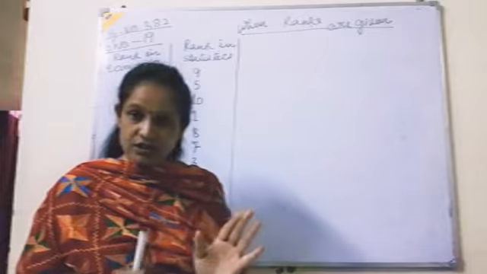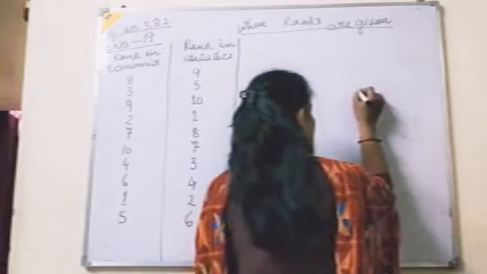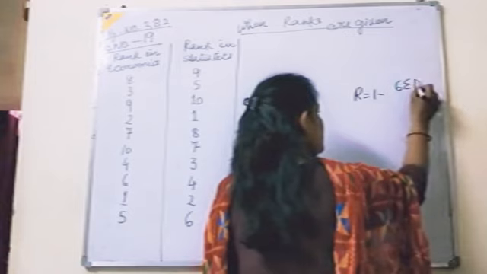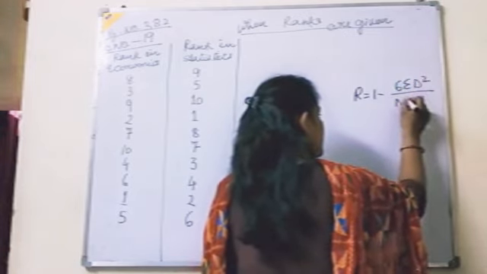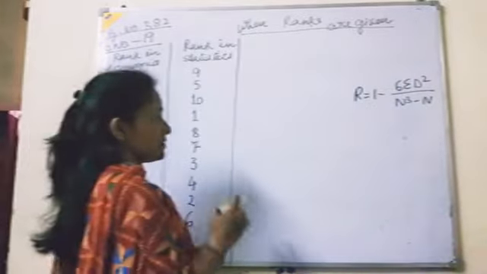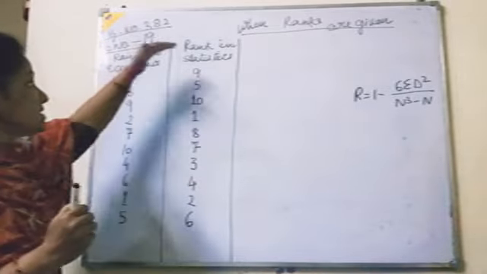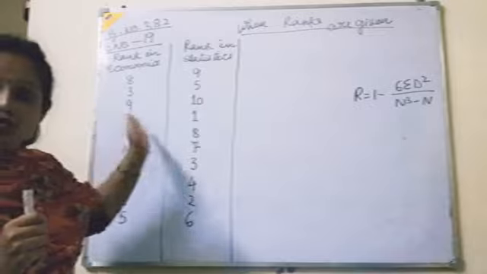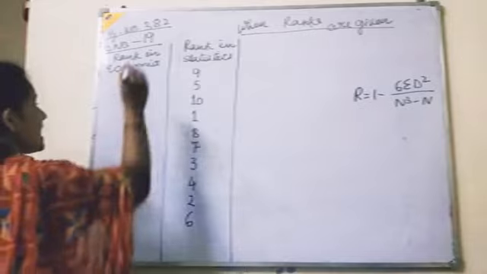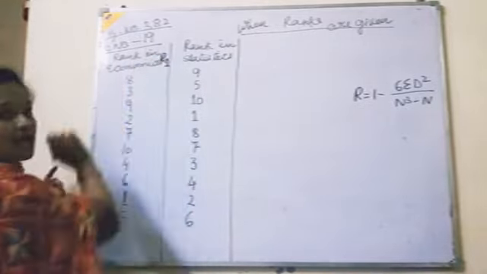I hope you have understood. Now, the formula is R equals 1 minus 6 summation D square divided by n cube minus n. Now, first we'll calculate. In the question, rank in economics and rank in statistics, the ranks of two subjects are given. The first series we will consider as R1, so rank in economics will be R1.